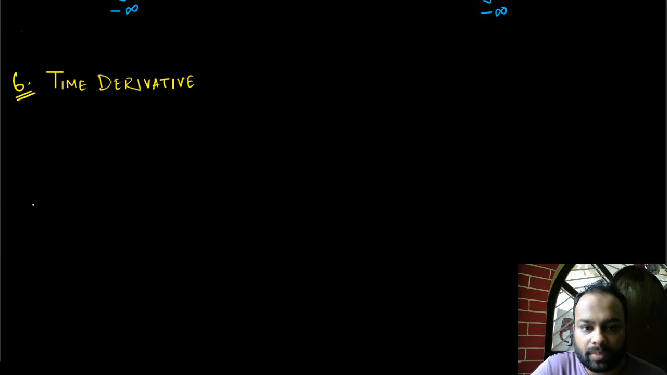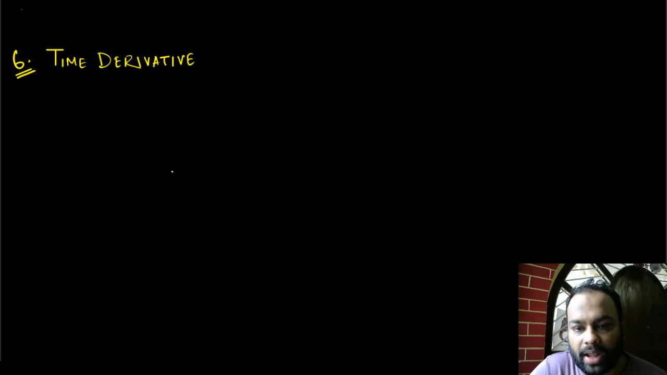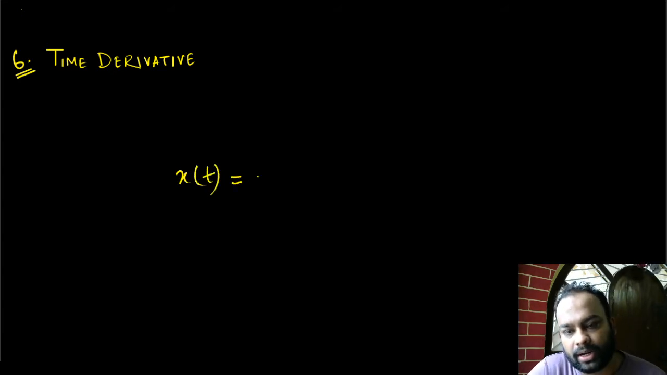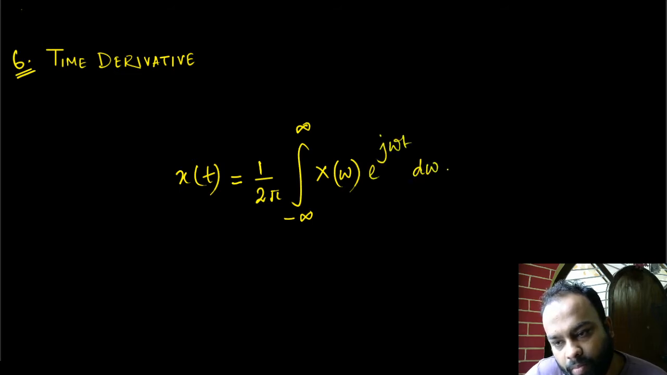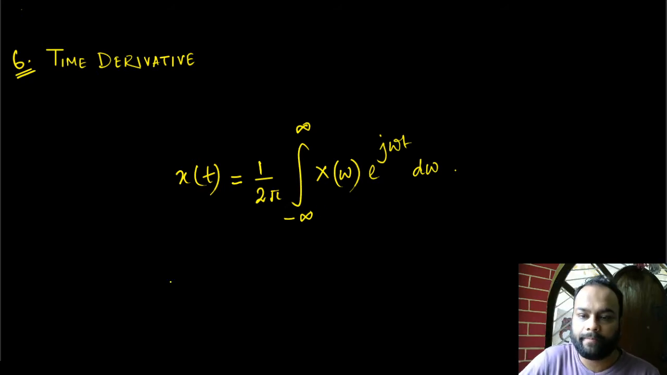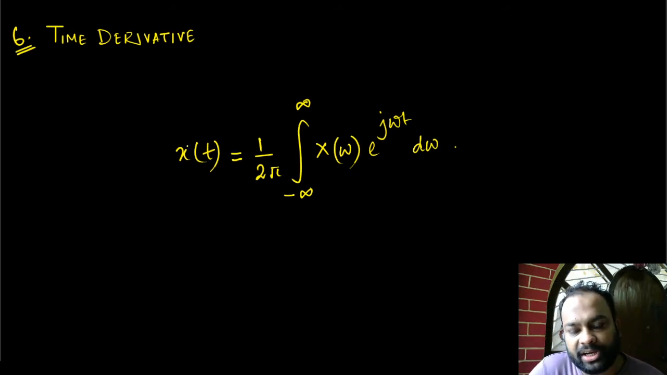Let me, instead of saying something here, let me write down what I am trying to say. Okay, so I know that the inverse Fourier transform is denoted this way. So that's 1 by 2 pi, we just wrote moments ago, right? So that's the inverse Fourier transform of X(omega), right? Now what if I differentiate the signal that I have here with respect to t?